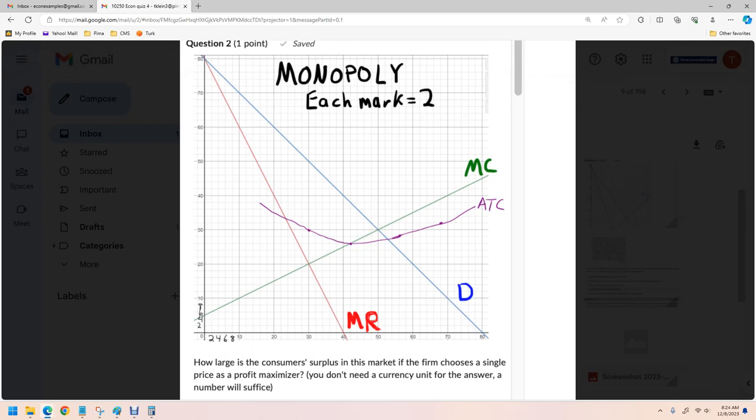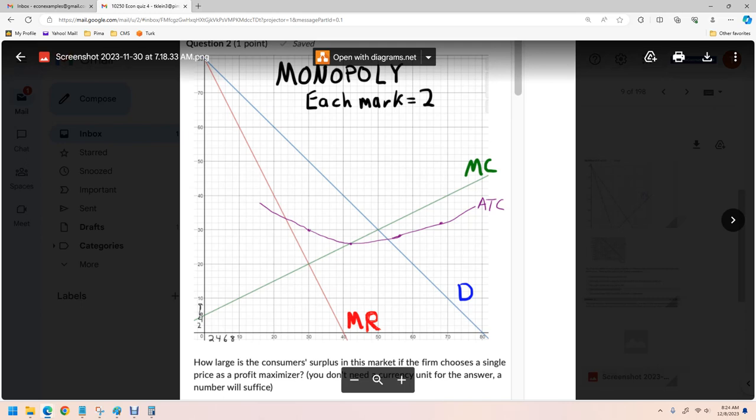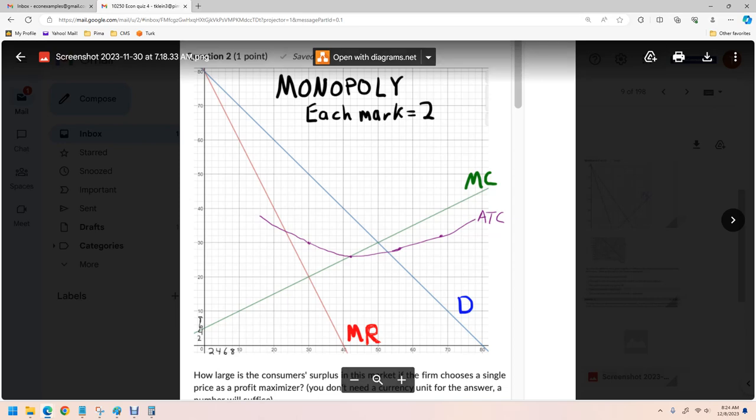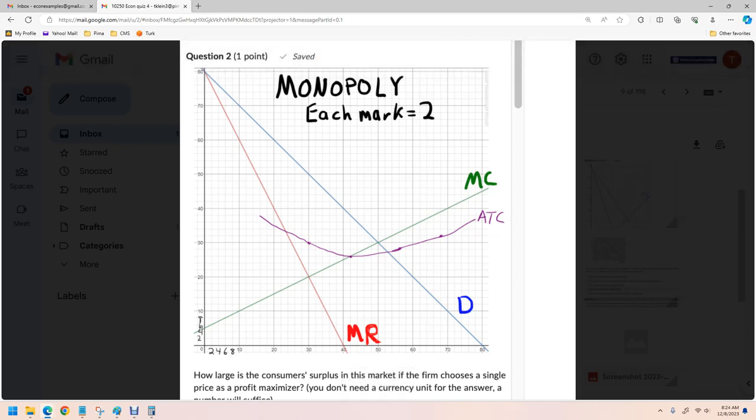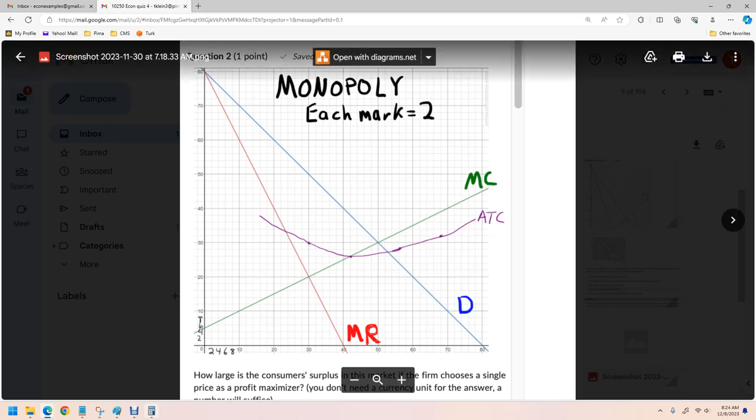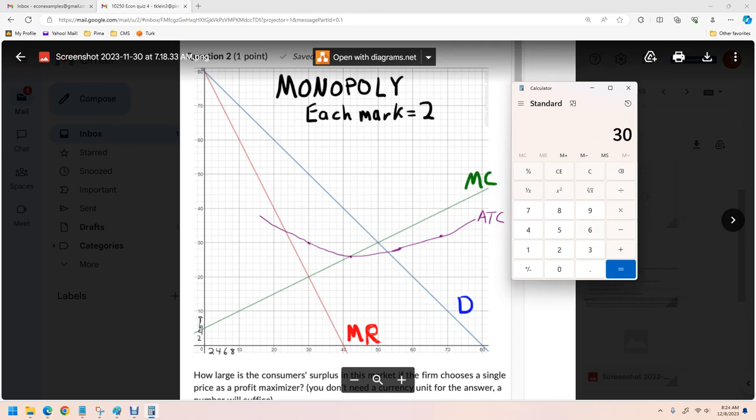And then the consumer surplus is the area below the demand curve but above the price. So we're just calculating that triangle. That would be 30 times 30, which is 900. Let's make sure I don't make a mistake here with the zeros. 900. And then half of that would be 450, because that's the area of that triangle.